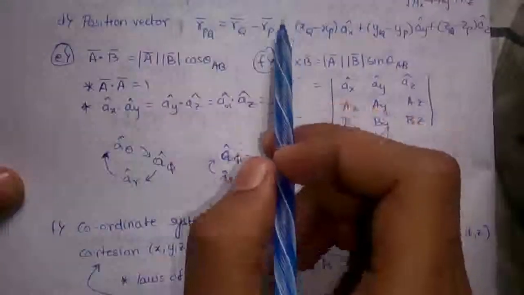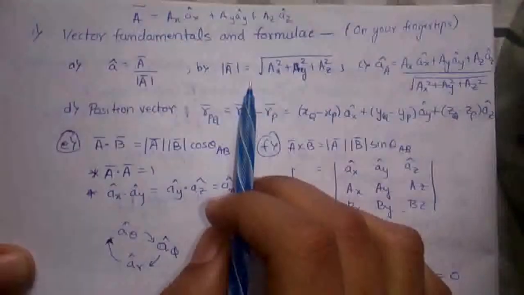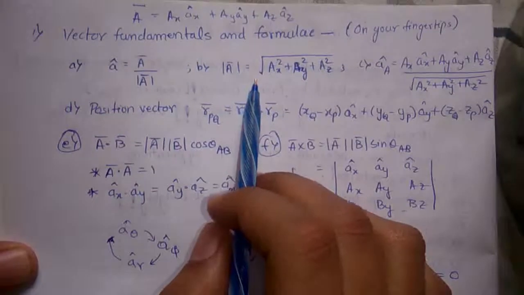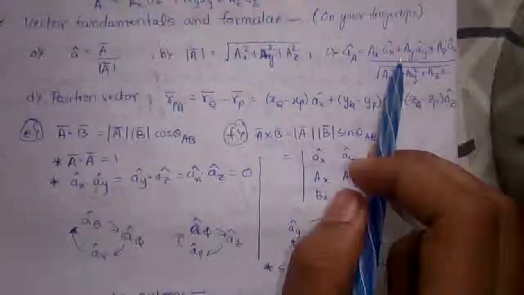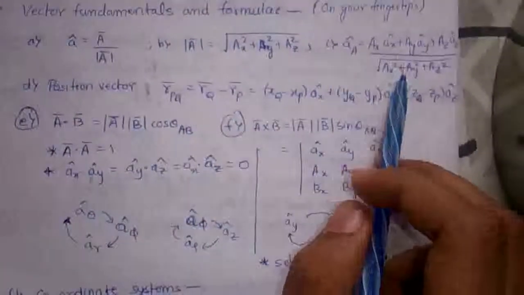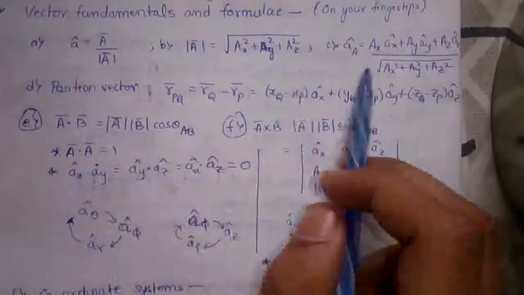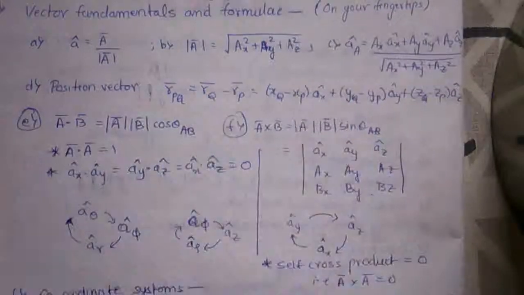Now, the magnitude of a vector can be given by this formula, right? So, this is the vector we represented above here. And if we divide it by its magnitude, we get the unit vector, right?